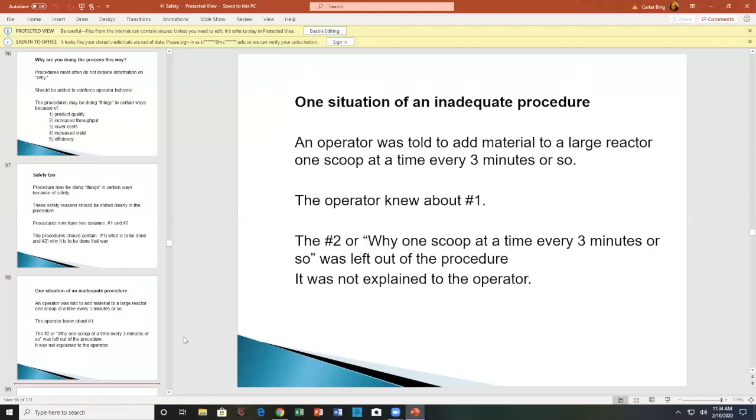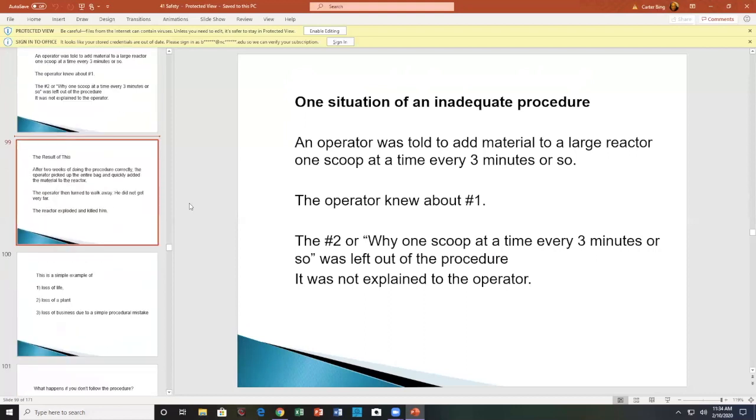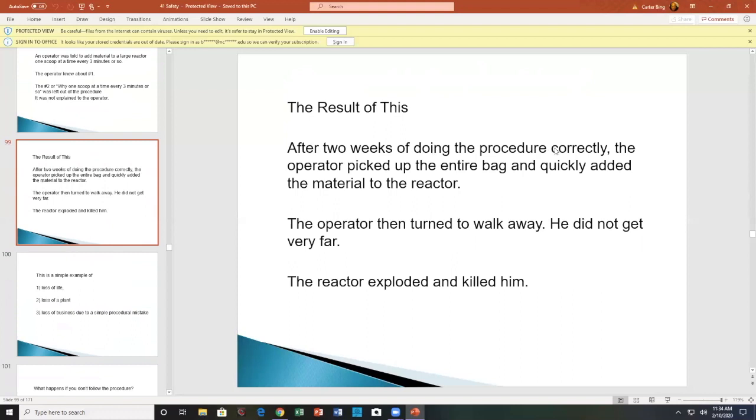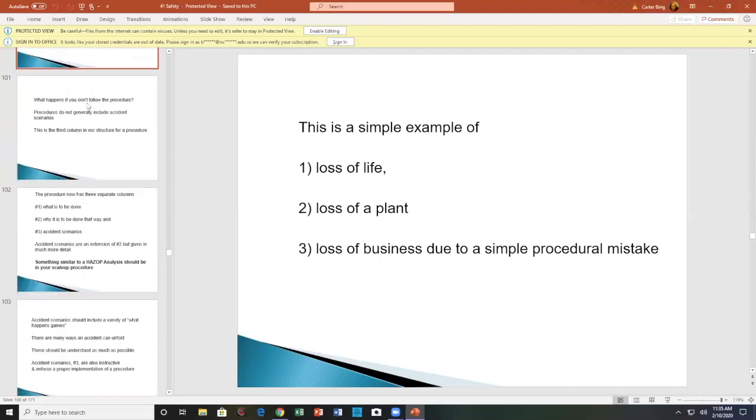So what then happened? After 2 weeks of doing the procedure correctly, the operator picked up the entire bag and dumped it in the reactor. As he turned away to walk away, he didn't get very far. The reactor exploded and killed him. So a simple example of loss of life, loss of the plant, loss of business. Just a bad situation.